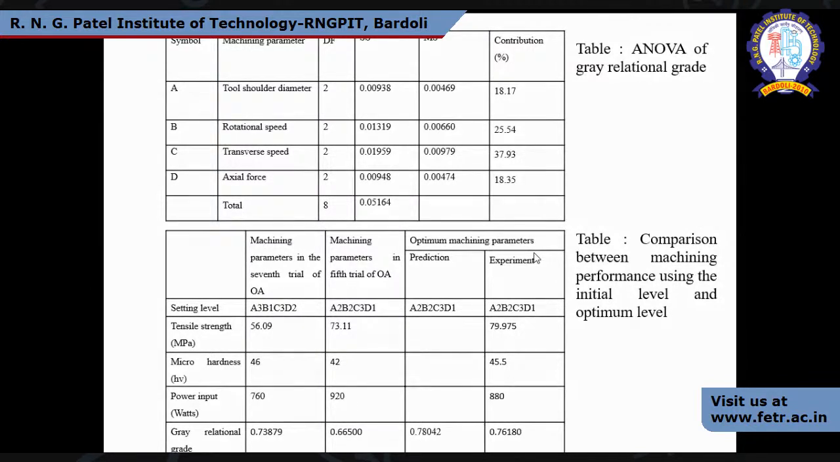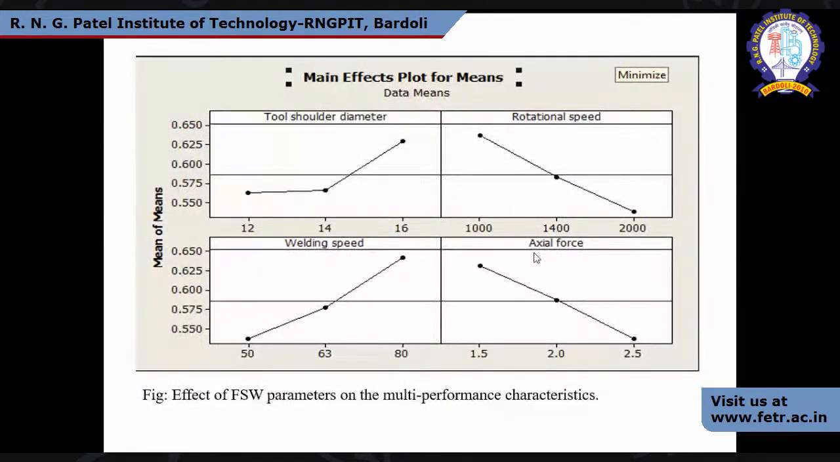These are some of the graphs showing how individual input parameters, like tool shoulder diameter, rotational speed, welding speed, and the axial force, can affect my output parameters. For the same, we can plot these input parameters versus the mean value. It can be prepared with the use of different software. Many software packages are available to prepare such a graph.